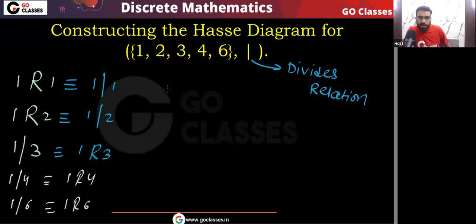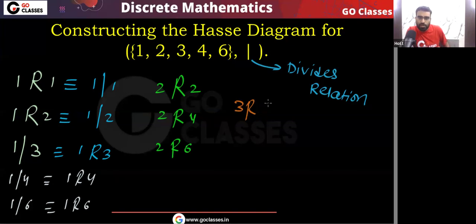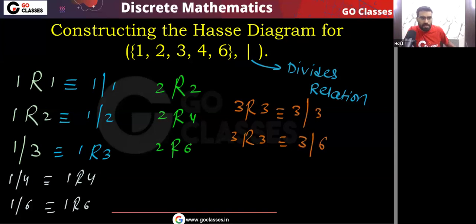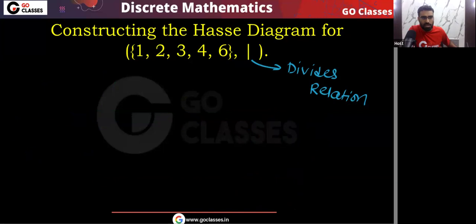Very simple. And you can easily see that 2 will be related to whom? 2 will be related to 2, 2 will be related to 4, 2 will be related to 6. Next, 3 will be related to 3, 3 will be related to 6, because 3 divides 3, 3 divides 6. Similarly, 4 is related only to 4 because 4 divides 4. And at last, 6 is related to 6 because 6 divides 6. Very simple.